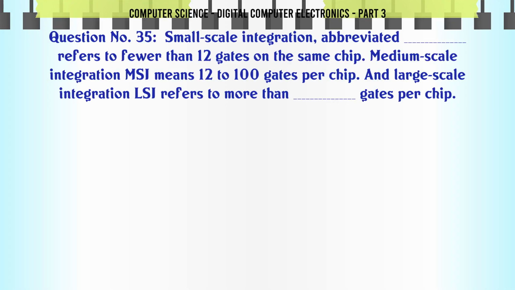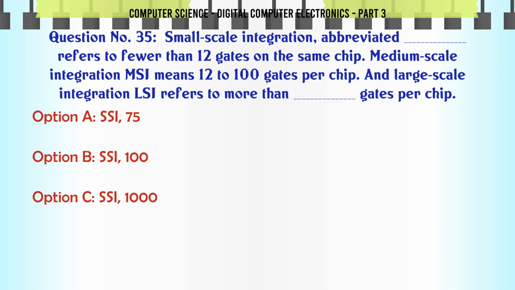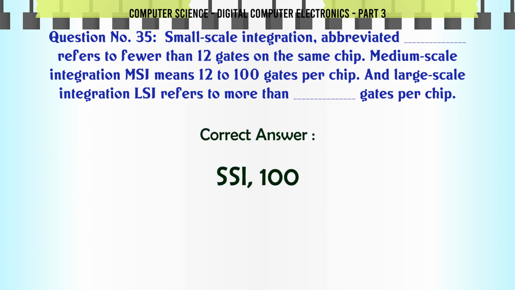Small-scale integration, abbreviated SSI, refers to fewer than 12 gates on the same chip. Medium-scale integration, MSI, means 12 to 100 gates per chip. And large-scale integration, LSI, refers to more than blank gates per chip. A. SSI 75. B. SSI 100. C. SSI 1000. D. SSI 10,000. The correct answer is SSI 100.